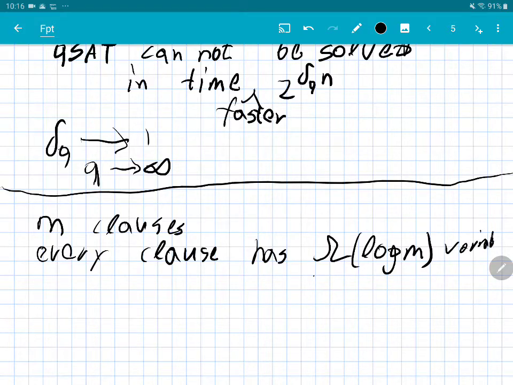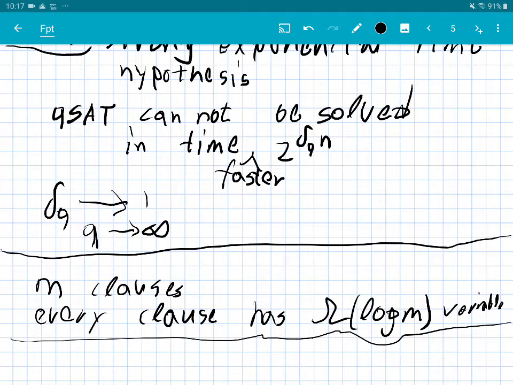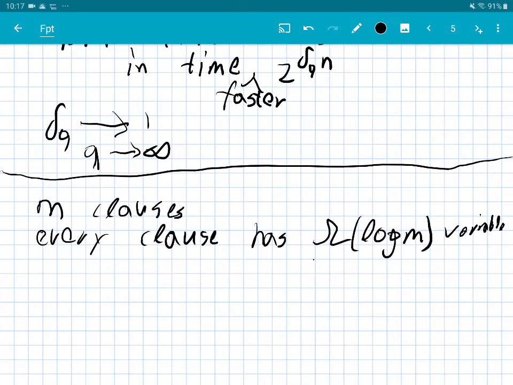Then it's not hard to show that a random assignment satisfies the formula, right? Now this is not directly related to this Q because Q is independent of the size of the formula, but it does say something very important. Then the formula is satisfied.